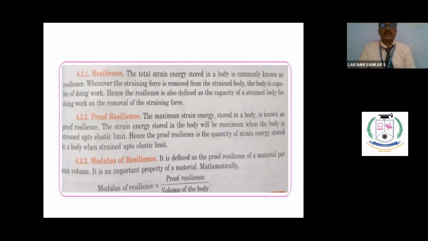Okay, then I already told you what resilience is. Strain energy stored within the elastic limit is called resilience. Proof resilience is the strain energy stored per unit volume of material, that is called the proof resilience. So modulus of resilience is proof resilience divided by volume of body, something like that.